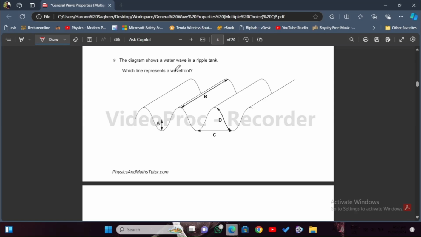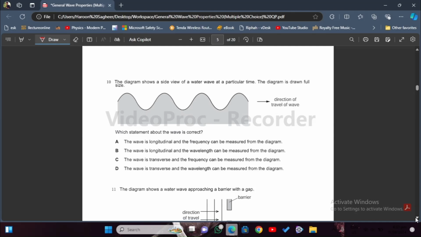Alright, now this diagram shows a water wave in a ripple tank. Which line represents a wavefront? Well, if you're watching this wave from above, like if this is your eye, you will be watching only B. So B is basically the wavelength which is shown to you.